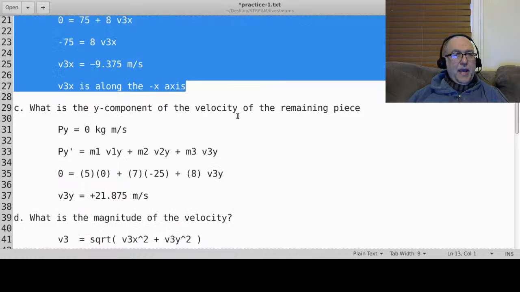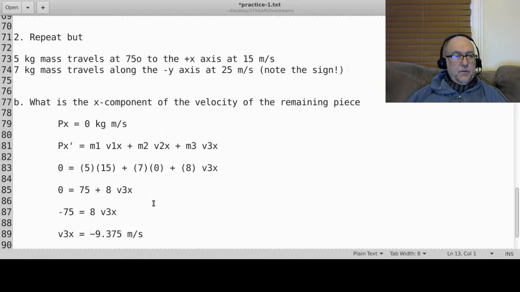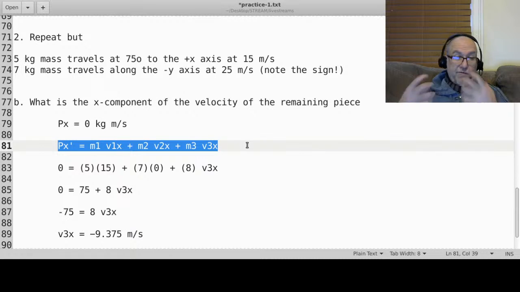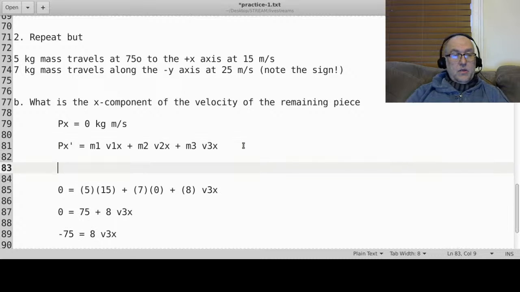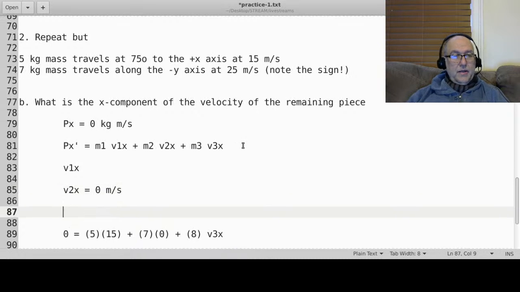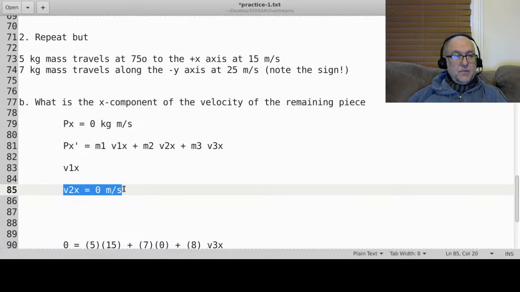Let me just copy and paste this, although the numbers are going to be wrong here. So what's the x component? That is correct, because the 20 kilogram, the before, is not going anywhere. And this is still correct in form, but now your V1x is not 15. It's not going to be 15. The V2x, that's still 0 meters per second. Let's push that down a bit. Why is that still 0?